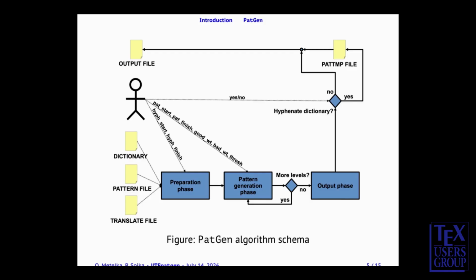These are used to evaluate the candidate patterns and select those that will be part of the persistent set. This is repeated until all the levels were processed. The output phase then writes all the persistent patterns into the output file. The user may specify that they want to hyphenate the dictionary as well. In that case, another file called pattmp is created, and this contains the hyphenated dictionary.